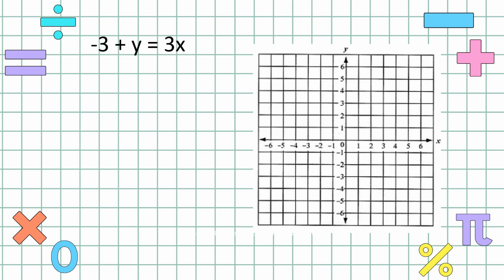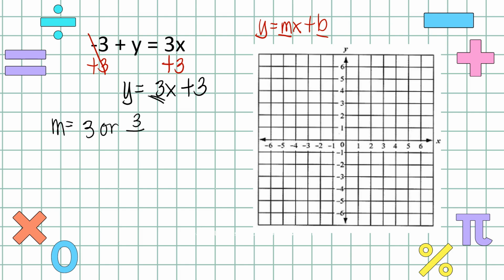For our last example, we have negative 3 plus y equals 3x. Again, we need to rewrite it in the form y equals mx plus b, so we can find out our slope and our y-intercept. To do that, we need to remove the negative 3 here by adding positive 3 on both sides. So plus 3. This will be cancelled, and y will be equal to 3x plus 3. From this, we can get two pieces of information. The slope is 3, or that's 3 over 1. And the y-intercept is at 3, or the point is exactly (0, positive 3).